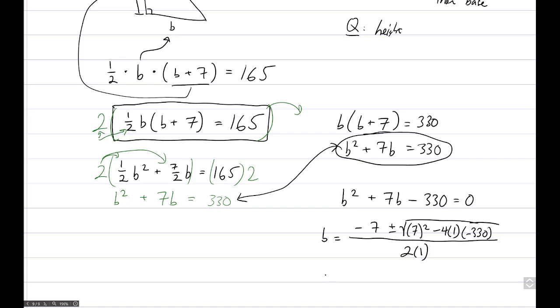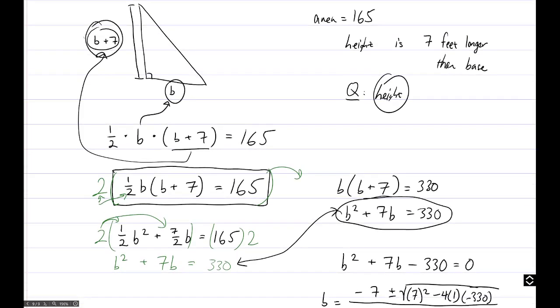And when you shake that all out, you'll get two values of b. One is going to be b is negative 22, and the other is going to be b is 15. Now, because we're talking about the base of the sail, the negative number doesn't make sense. We'll keep b as 15. However, the question was the height. And you'll recall back here that the height was b plus 7.